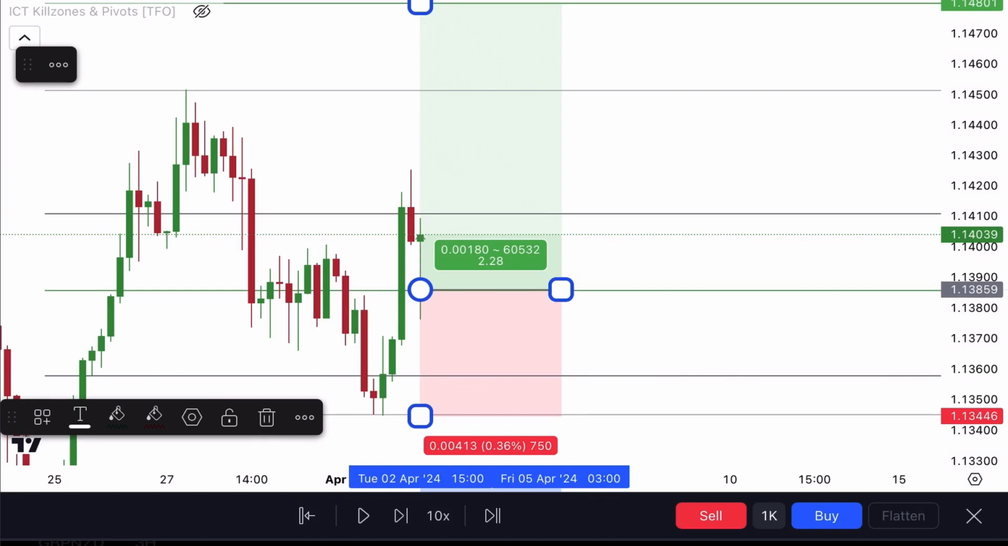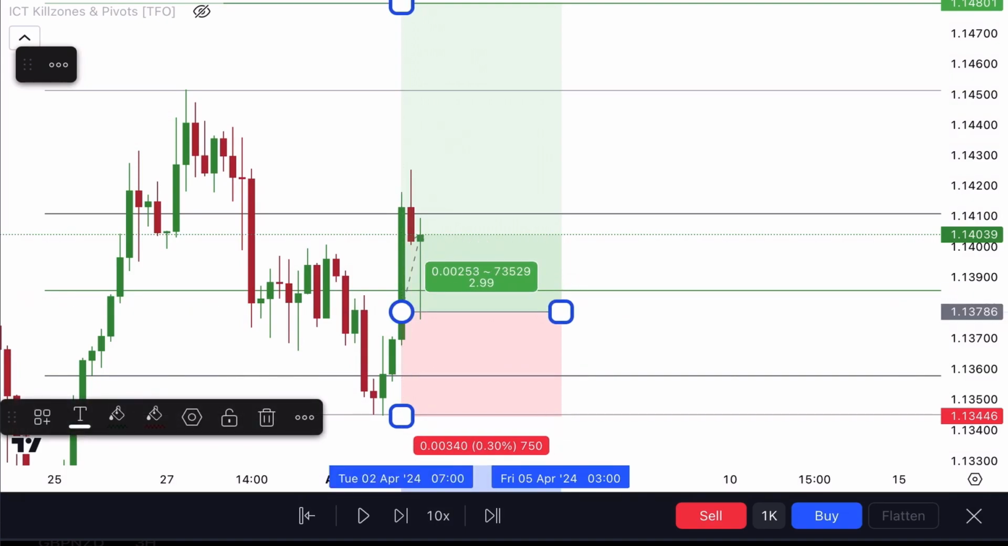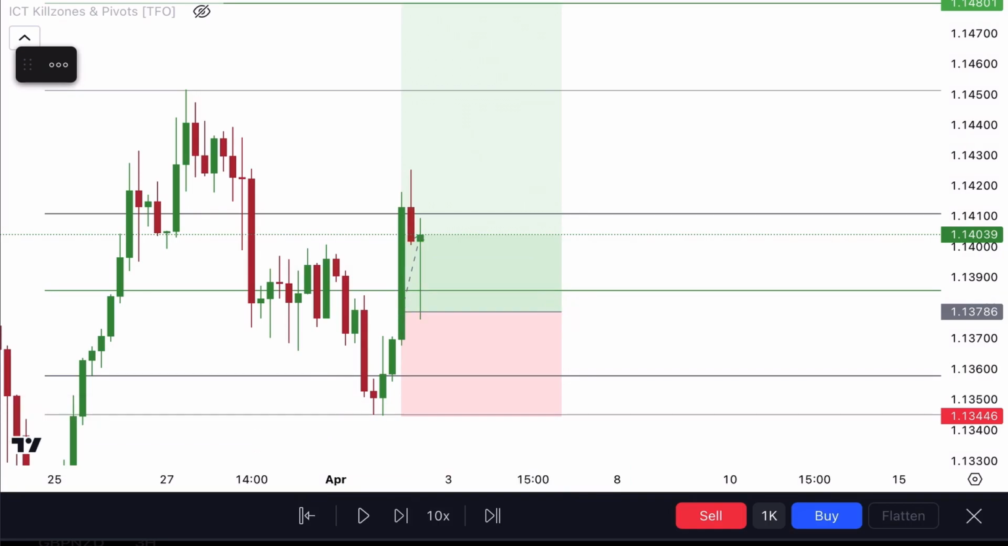As you can see right now, it is not a 1 to 3. You can either choose that you will take the 2.28 risk to reward, or you can adjust your entry point to create a 1 to 3. Right now, we're going to adjust it to create a 1 to 3. So yeah, 2.99 and 1 to 3. So right now, we're in the trade.